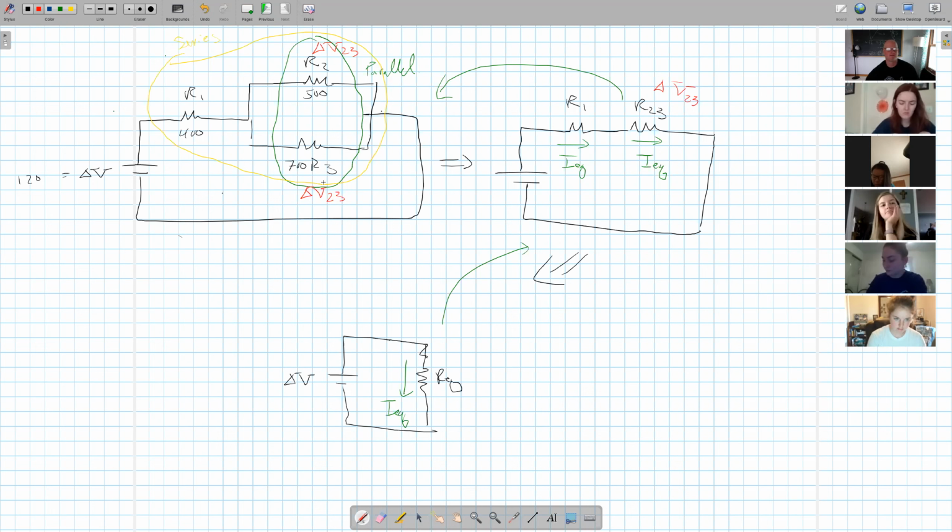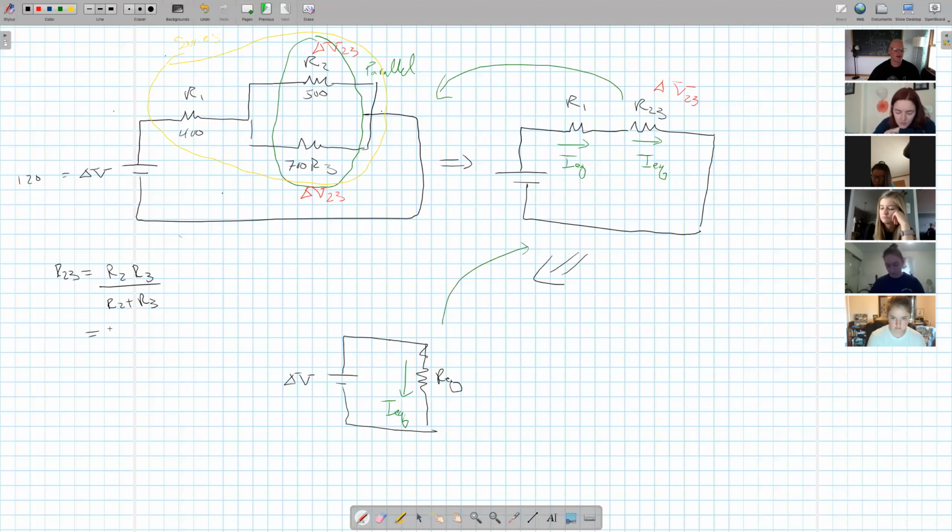Okay, so let's think about it that way. Let's do all the math for it. First things first, we know R23 came from two things which were in parallel. In parallel we have to inversely add these together, so that becomes R2 times R3 divided by R2 plus R3. So that's adding those together.